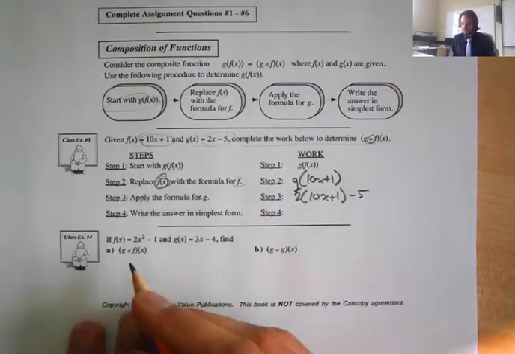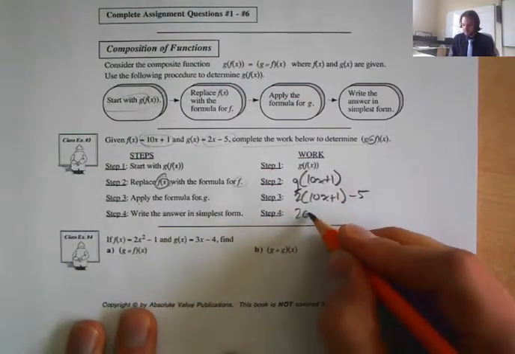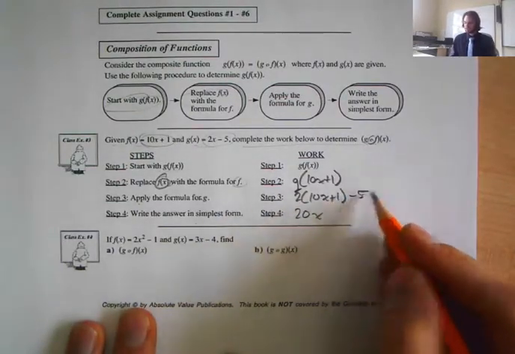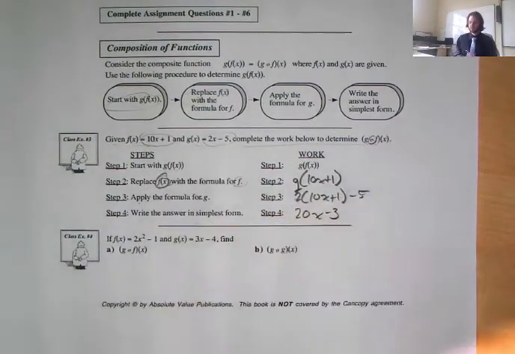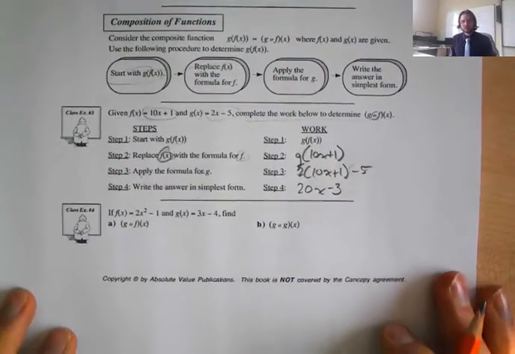Okay? Now write the simplified equation. We get 20x plus 2 subtract 5 is minus 3. That's it. So we go 2 times this, 2 times that, subtract 5. Now, let's take a look at the second one.